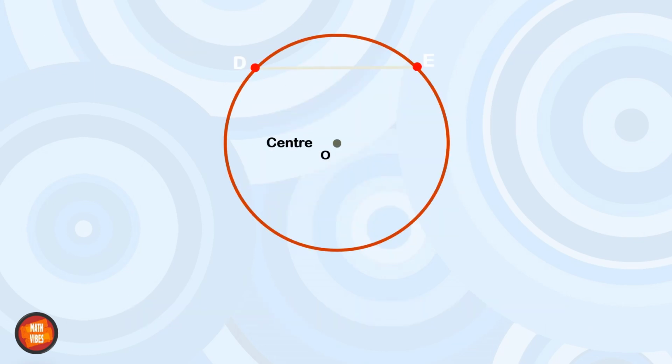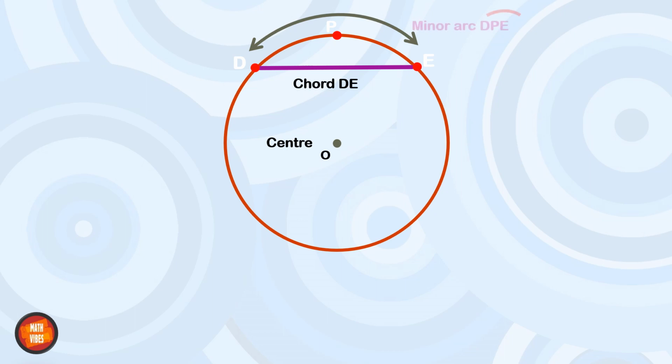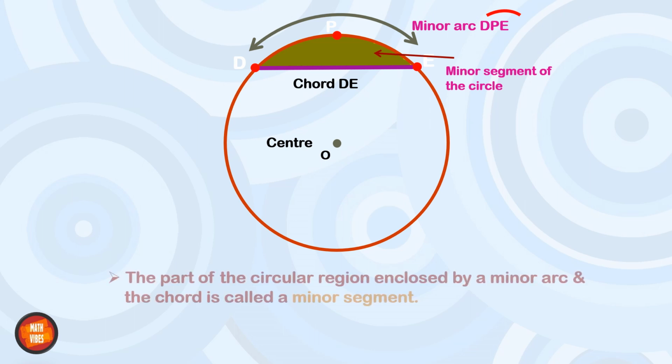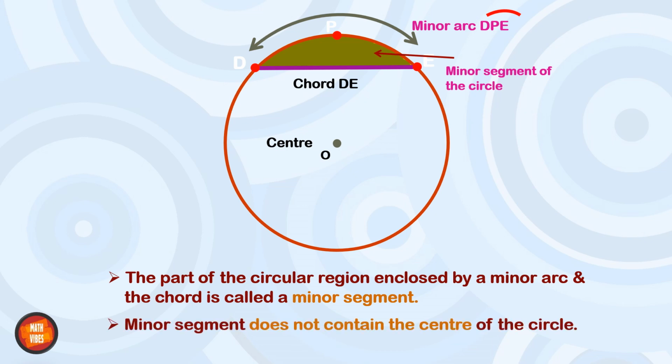Now let us see, you have a circle with center O and the chord DE. You have drawn one arc over here, which is minor arc DPE. Between the minor arc and the chord of a circle we have the minor segment. The part of a circular region enclosed by a minor arc and the chord is called a minor segment, and it does not contain the center of the circle. Minor segment में circle का center नहीं होता.